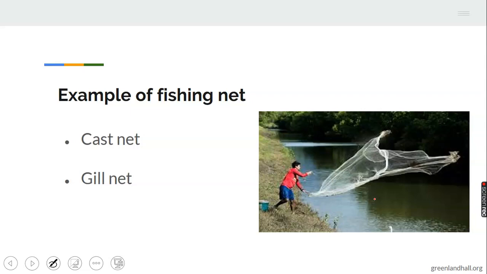There are different kinds of nets. We have cast net. Cast net is the commonest kind of fishing net. We are seeing this fisherman trying to throw the net inside the river. It is the commonest kind of net used by many farmers or fishermen in Nigeria for catching fish in rivers, lakes, streams, lagoons, ocean, and so on.